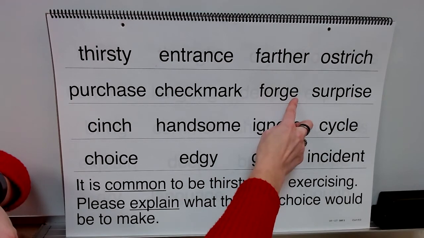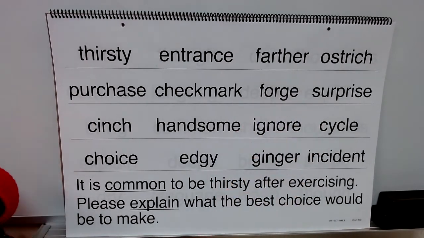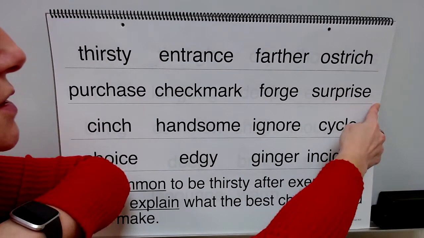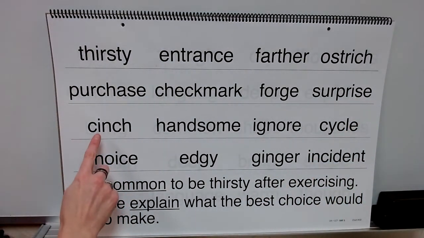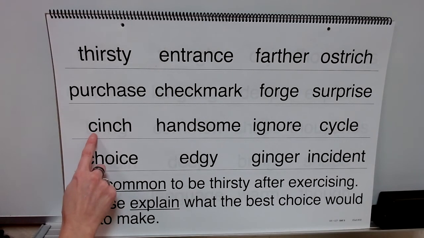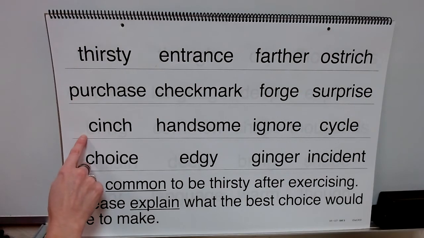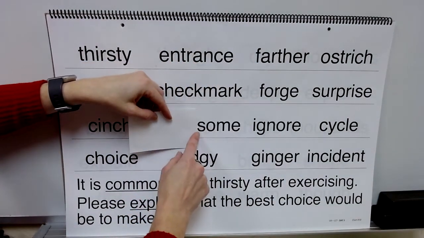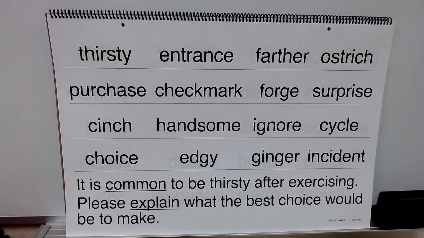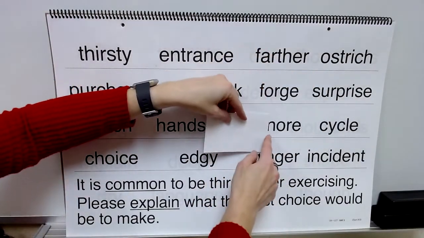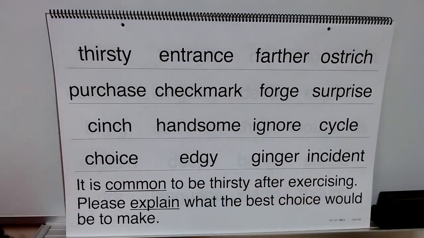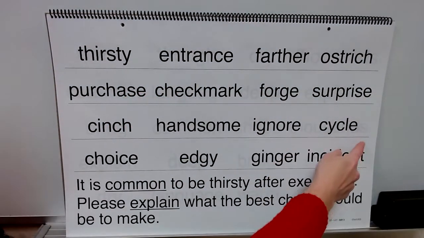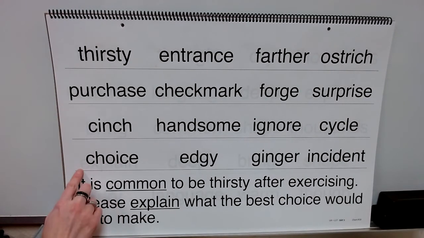Sound, or. Notice this E with this G. What word? Forge. Syllable, sur. Syllable, prize. Word, adjust it, surprise. Sound, i. Sound, s. What word? Cinch. Syllable, hand. Syllable, some. Word, handsome. Syllable, ig. Syllable, nor. Word, ignore. Syllable, sy. Syllable, cle. Word, cycle. Sound, oi. Word, choice.